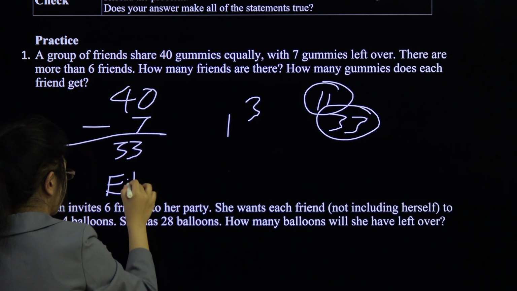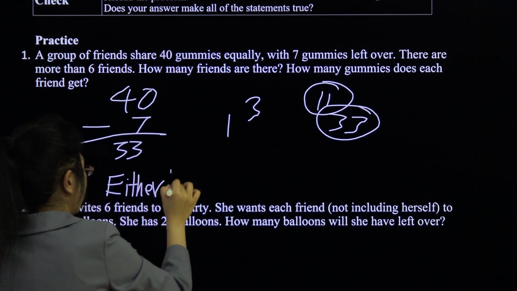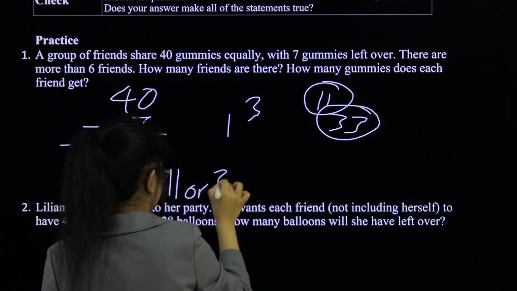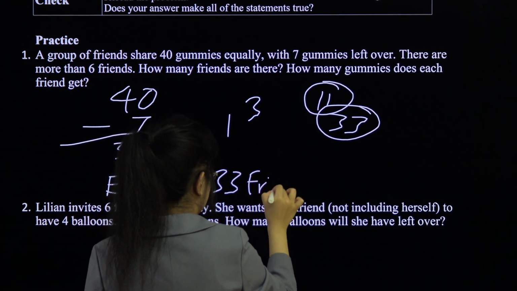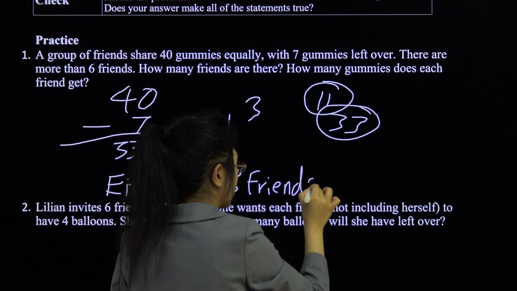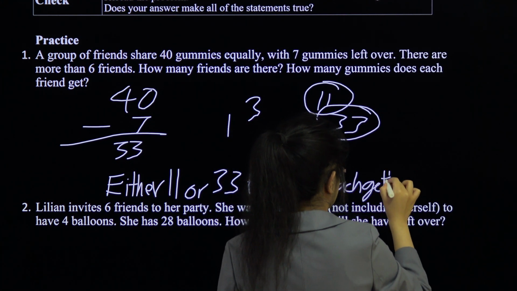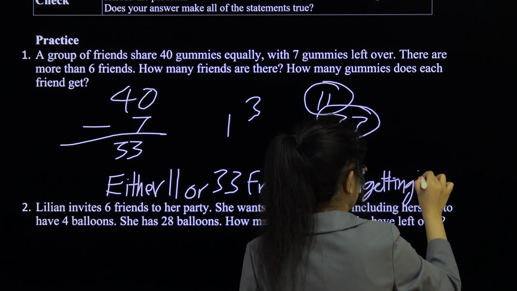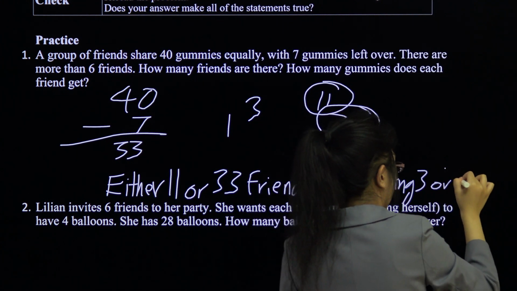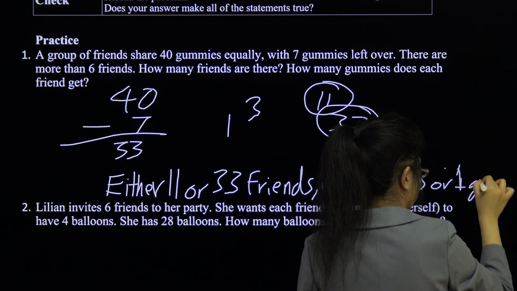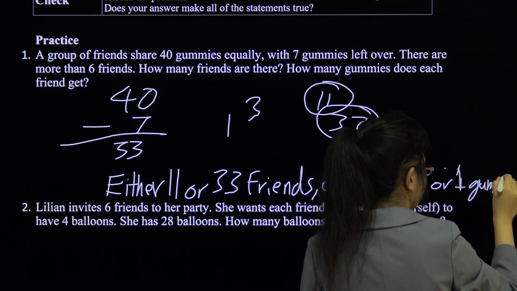Either 11 or 33 friends, each getting 3 or 1 gummies, respectively.